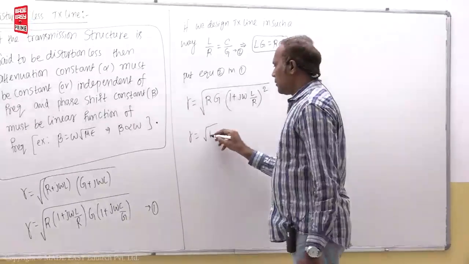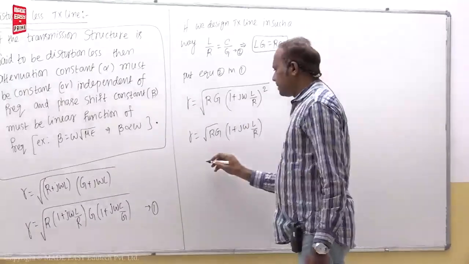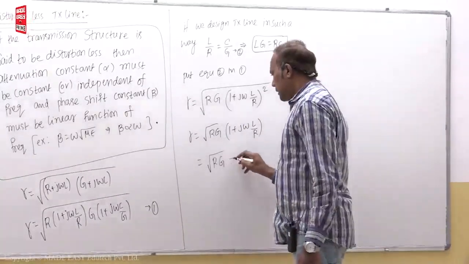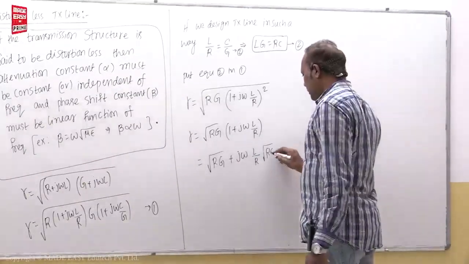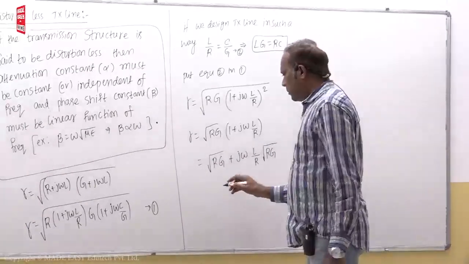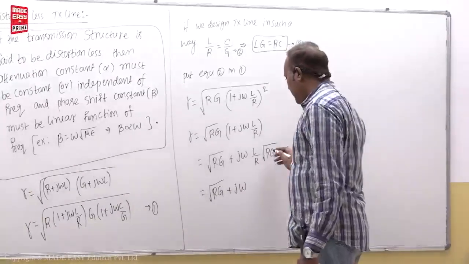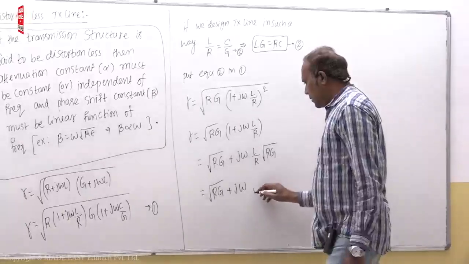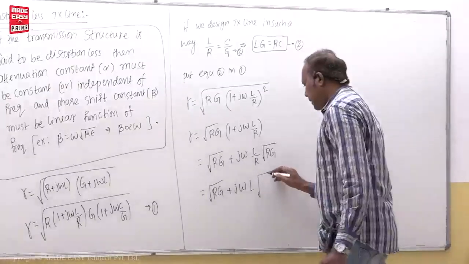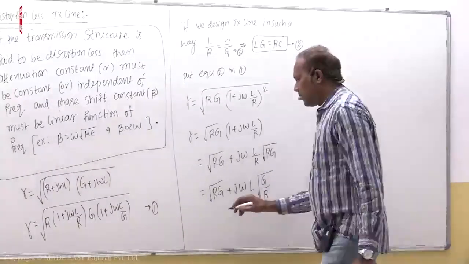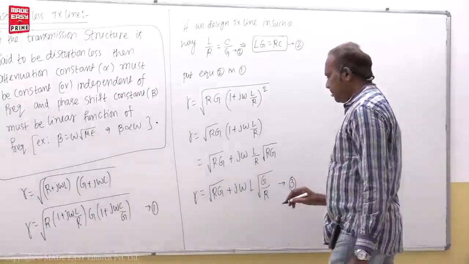Now gamma is equal to root RG and whole square is there, no? So this one is equal to root RG plus j omega L by R root RG. So ultimately root RG plus j omega, R cancel, dear students. So you get L multiplied with root G by R, this one is gamma. So let us say this is equation number 3.